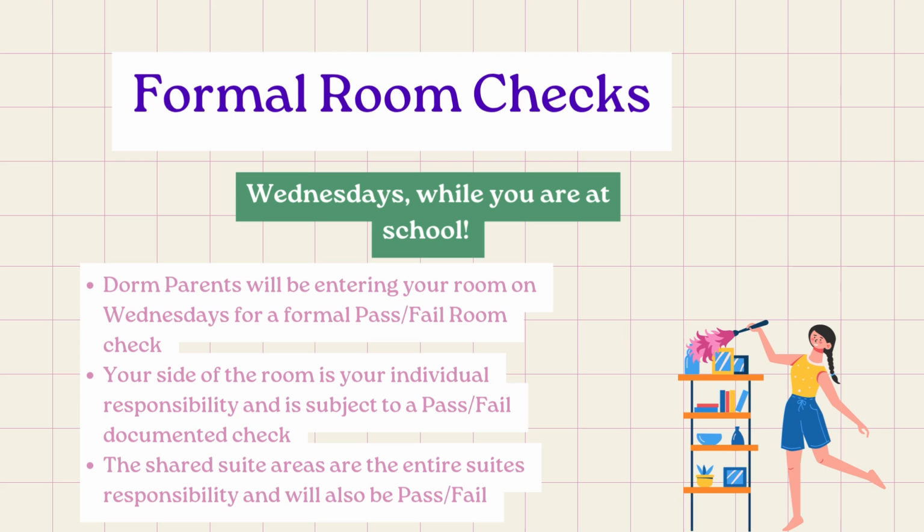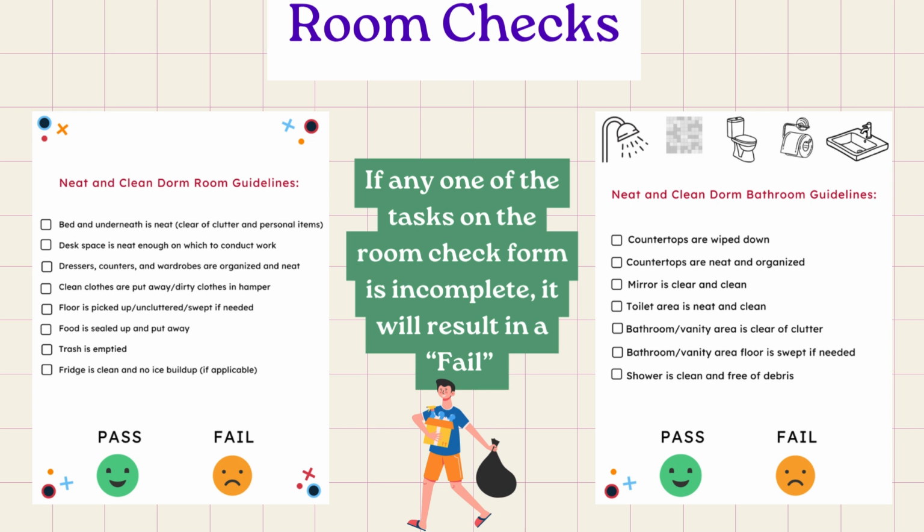Formal room checks will be Wednesdays while you're at school. Dorm parents will be entering your room on Wednesdays for a formal pass-fail room check. Your side of the room is your individual responsibility and is subject to a pass-fail documented check, while the shared spaces are an entire suite responsibility and will also be pass-fail. If any one of the tasks listed on each of these forms is incomplete, it will result in a room fail. Please observe the cleanliness expectations for both your individual side of your room and your suite.